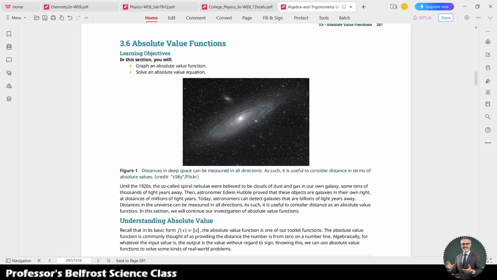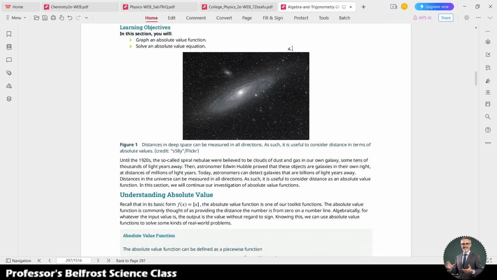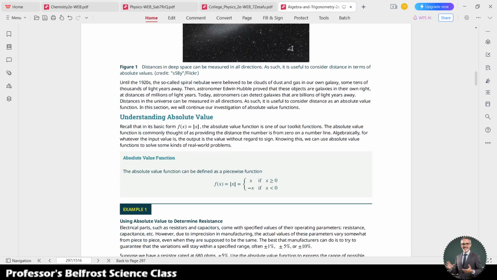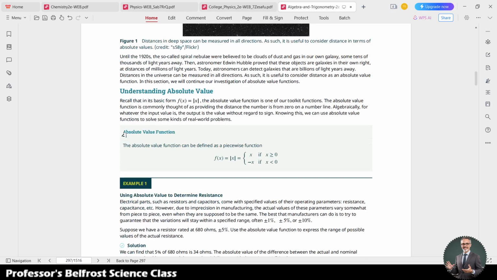Now absolute value functions. Okay, so recall that the absolute value function can be defined as a piecewise function: f(x) equals x if x is greater than or equal to 0, and f(x) equals minus x if x is less than 0.